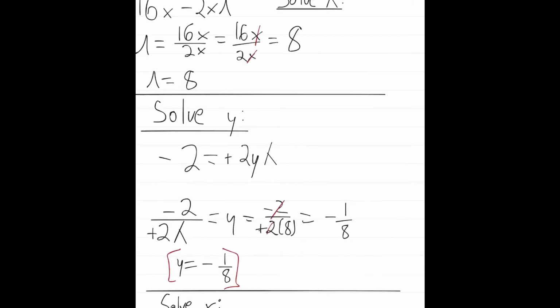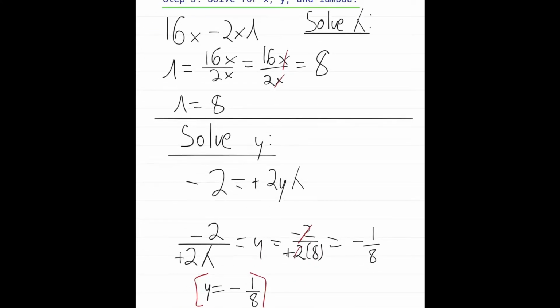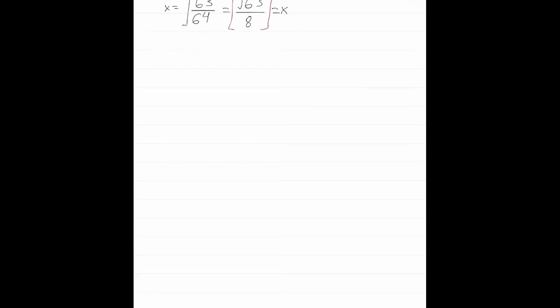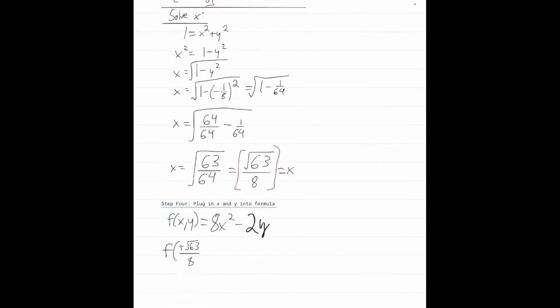So for step 3, all we literally did was just solve for x, y, and lambda. So now that we have done steps 1, 2, and 3, which were to solve for 0, find the partial x, y, and partial lambda, and then solve for x, y, and lambda. For step 4, what we're going to simply do is just plug in the x and y into the formula. And then our formula right here, the original function, was x squared plus 8x squared minus 2y. So now what we're going to do is place the x and y, what was our x? Our x was positive root 63 over 8. And our y, as we did earlier, was negative 1/8.